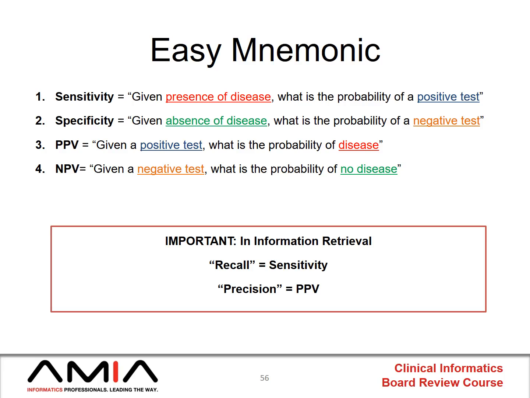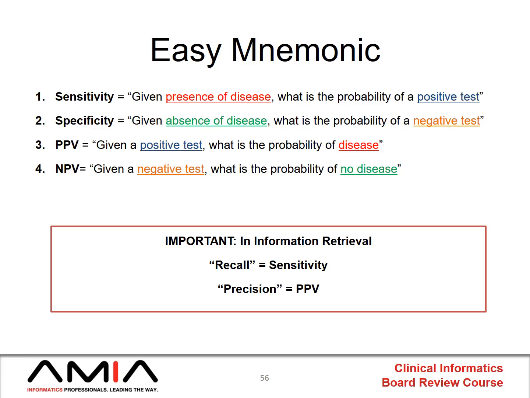One more time, and hopefully you're getting the idea that this is an important topic for the examination. Each of these four things can be expressed as a conditional probability. In sensitivity and specificity, it assumes you know the disease state. Positive and negative predictive value, it assumes you know the test result.